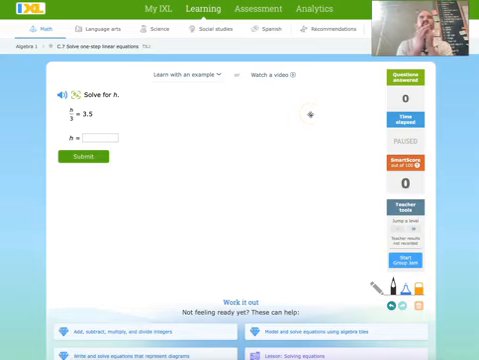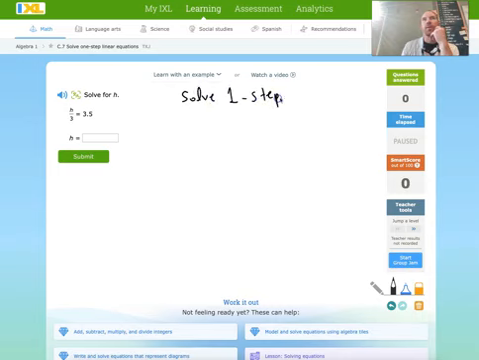All right, here we go. This is some practice for Algebra 1A. We are going to be solving one-step equations. Solve one-step equations. And so, of course, the equations can get much more complicated than one-step equations, but we'll start with this.